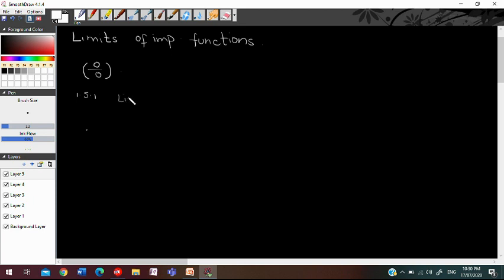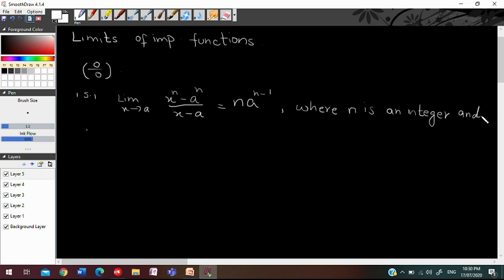1.5.1, in which limit x approaches to a of (x^n minus a^n) divided by (x minus a) is equal to n times a^(n minus 1), where n is an integer and a is greater than 0. Now in the solution of this section, we take the left hand side of this part, limit x approaches to a of (x^n minus a^n) divided by (x minus a). In the end we prove that the limit of this fraction is equal to n times a^(n minus 1).